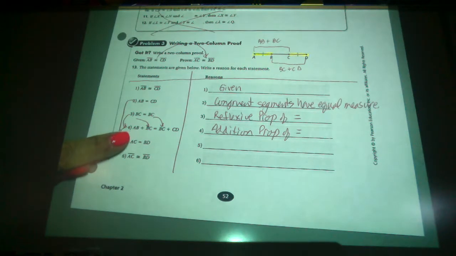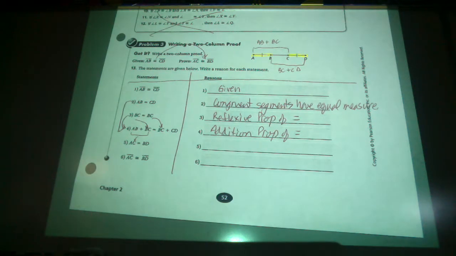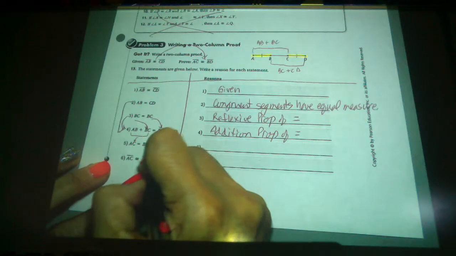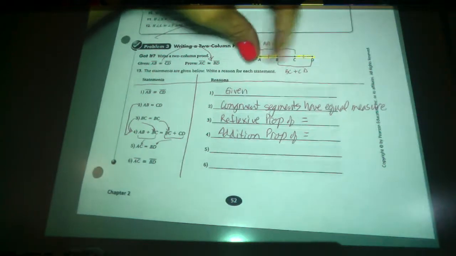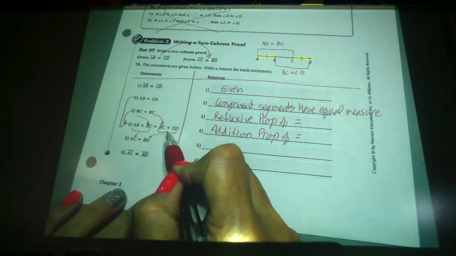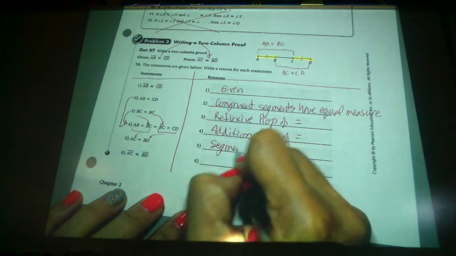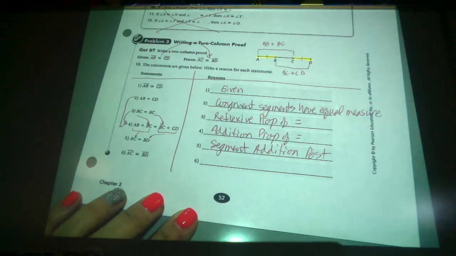Then what happened from here to here? How do we go from AB plus BC to AC? BC plus CD got us to BD. AB plus BC equals AC. Small plus small equals whole. Way back from August, isn't that the segment addition postulate? Remember those things on flashcards you're supposed to be studying every day? This is why we study them, so that they can pop out in our head. So this is your segment addition postulate here and here. They can do that with angles as well. So that's your segment addition postulate.